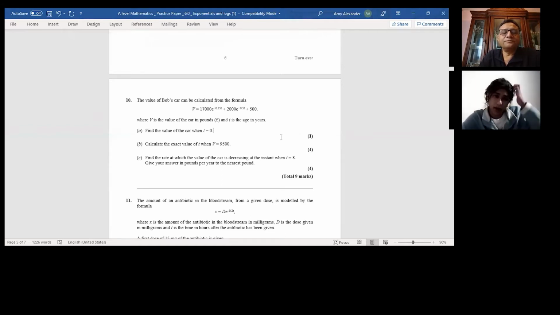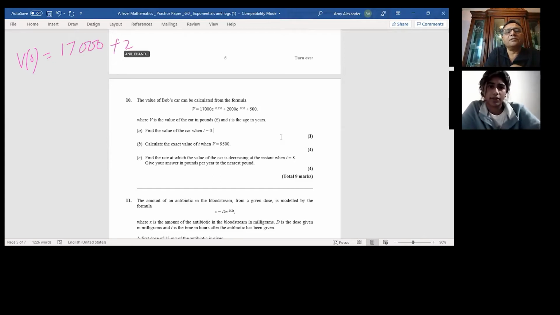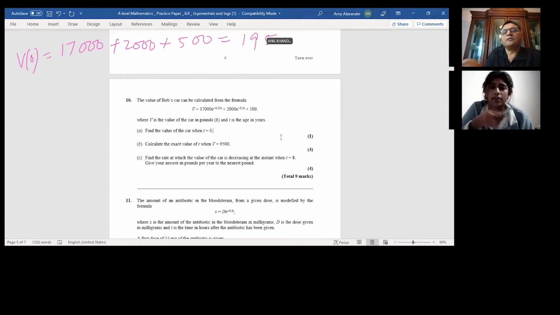Perfect. So part A, find the value of the car when t is 0. So when you substitute 0 here, we get 1. So the value of the car when t is 0: substitute 0, the power will be 0, so 17,000 plus 2,000 plus 500, which is 19,500. I just calculated that. Perfect. So this is what you get in pounds.